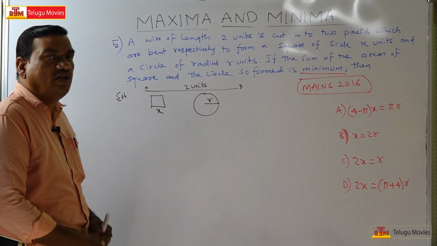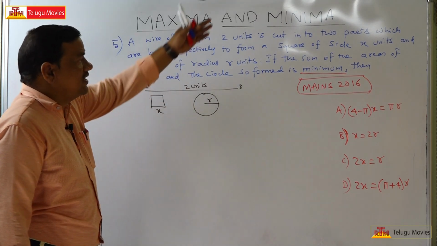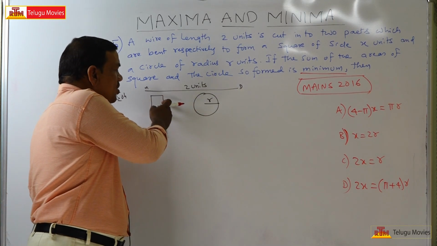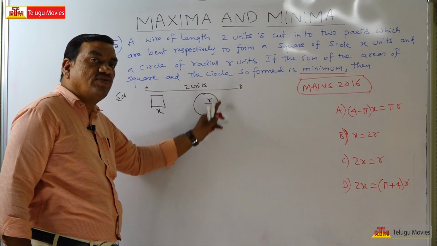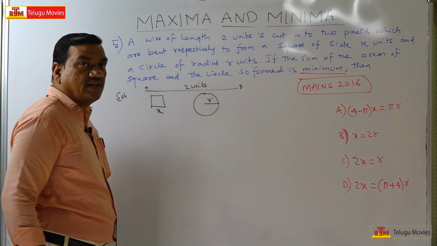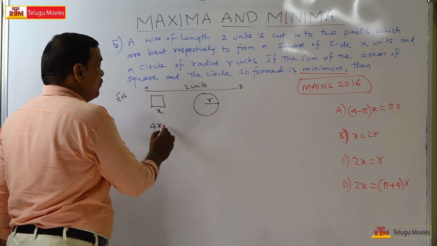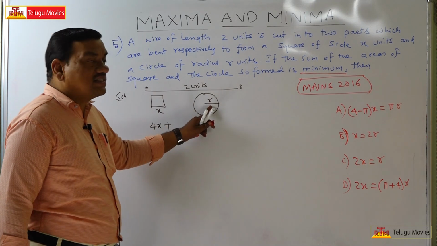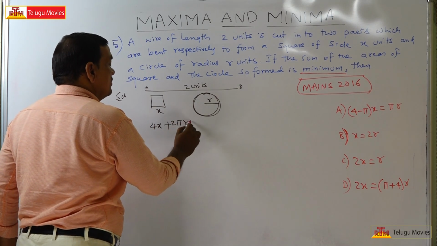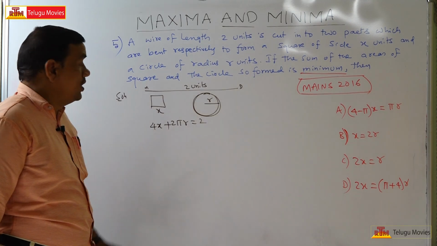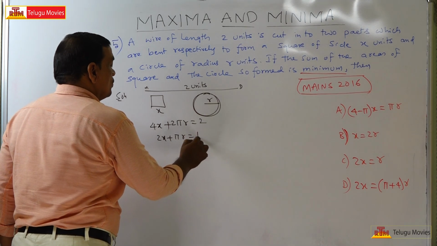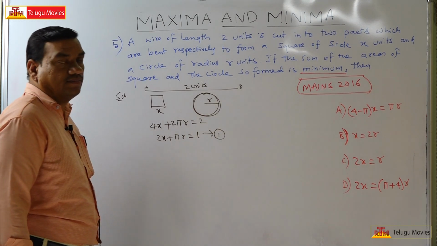Here the length of the side is x units and the radius of the circle is r. That means the perimeter of the square plus the circumference of the circle is equal to 2 units. The perimeter of the square is 4x, plus the circumference of the circle, that is 2 pi r. This is equal to 2, which is given. We can cancel with 2: 2x plus pi r is equal to 1. Call it equation number 1.